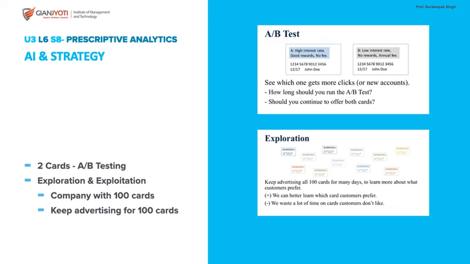So what are the plus points? We can better learn which card customers prefer after 30 days, of course. And what is the negative? We waste a lot of time and money on cards customers don't like. So if, for example, there are 30 cards which the customers don't like, I'm wasting my time for 30 days to figure out that these are the 30 cards which the customers don't like. Well, I'm advertising for 30 days and I'm exploring for 30 days.